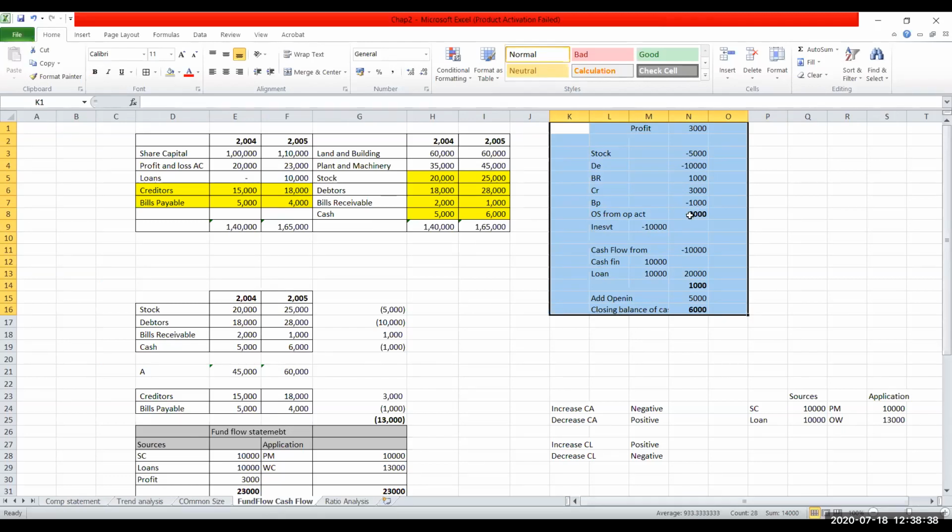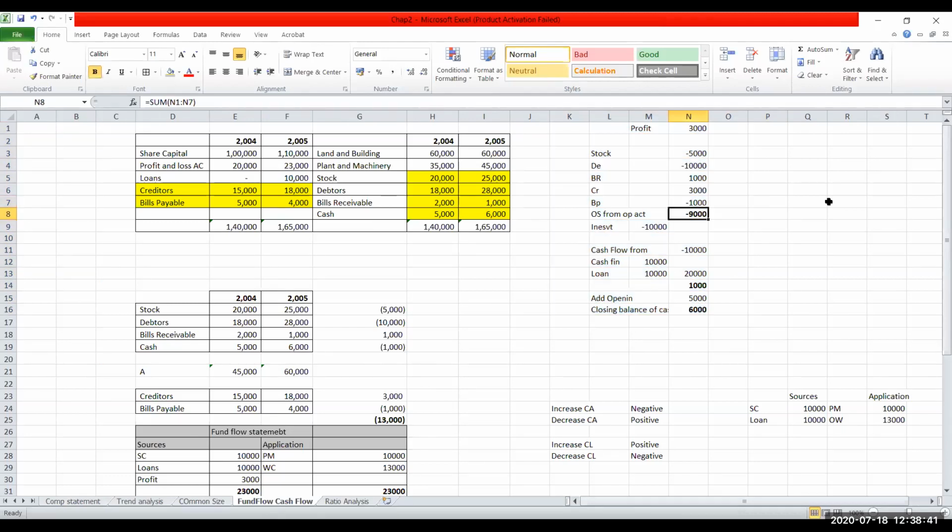So you can say minus 9,000 is from operating activity. That means you have an outflow of cash of 9,000. In investing activity, you have an outflow of 10,000. That means we purchased land or plant and machinery. In finance activity, you have 20,000. That means we borrowed money from capital, or we borrowed from a loan. So it's showing different activities: operating activity, investing activity, and finance activity. This is the bifurcation it's giving.